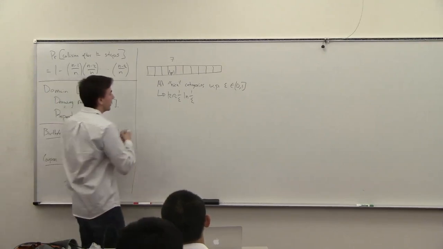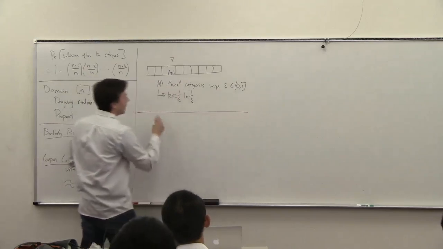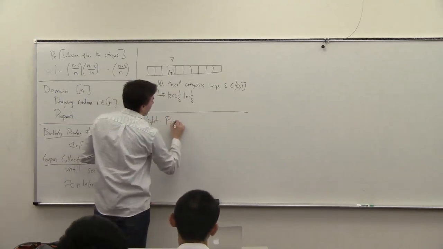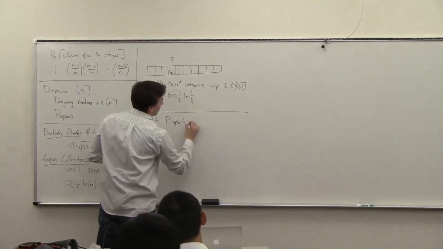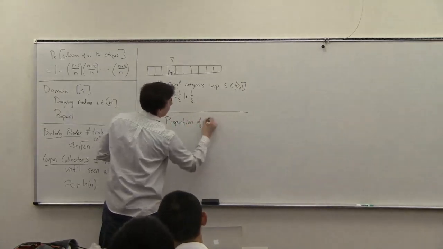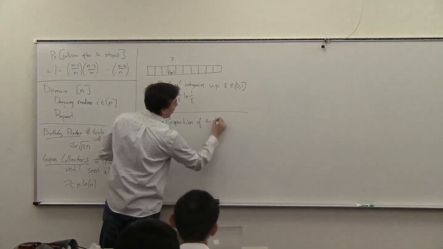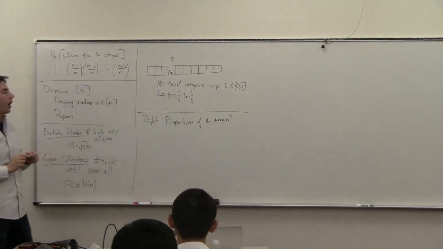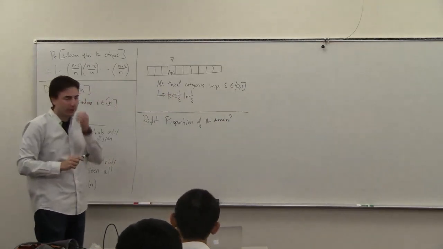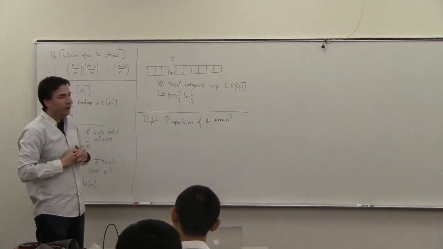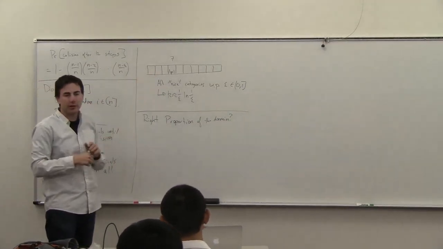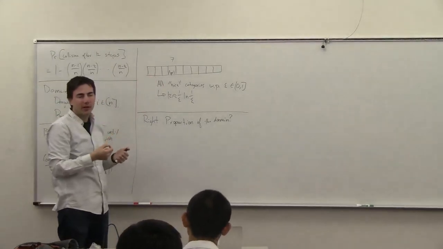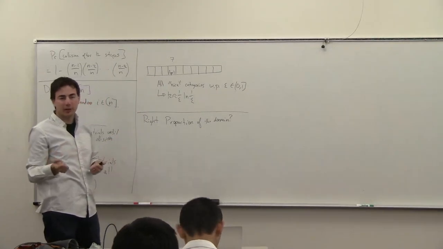So now the question is, how do I get the right proportion of customers, the right proportion of the domain? And this will be something that is going to work even if there's not some even distribution here. Here I'm assuming that each bucket I'm drawing evenly from, but this will work if there's actually a different distribution of the birthdays, right?